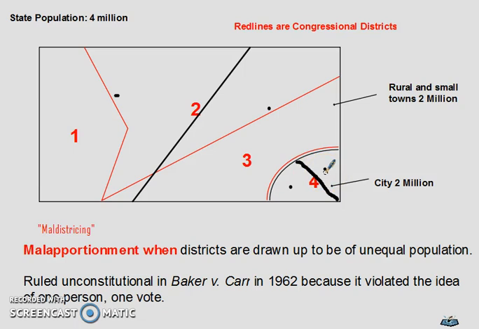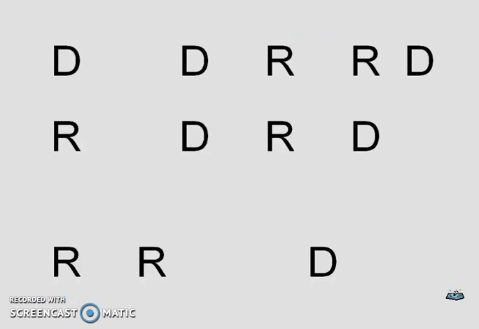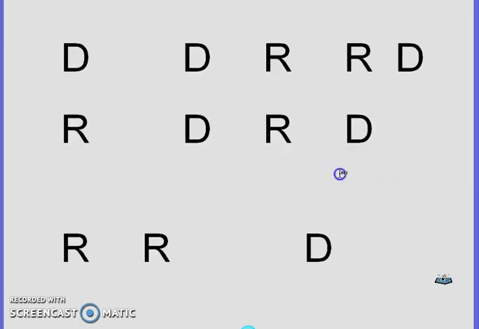Who am I representing? So far what we've seen, just to be clear, and I'll type this out on the next page, is we've seen several processes. We've seen reapportionment, and that's the process where states get representatives based on population.